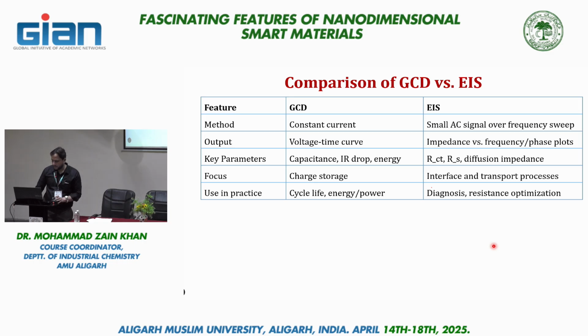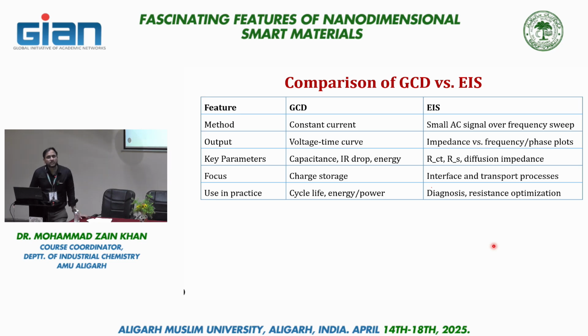The key parameters which we may obtain from GCD are the capacitance, meaning specific capacitance you can calculate from GCD. You can also calculate the IR drop, the internal resistance drop. From specific capacitance you can also calculate the power density as well as the energy density. So various parameters can be obtained with these GCD curves.